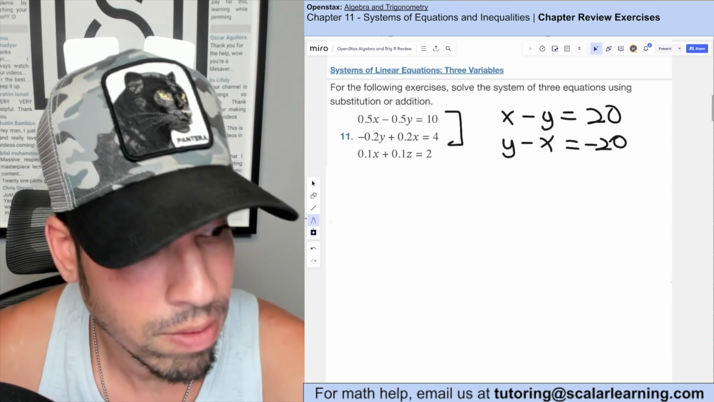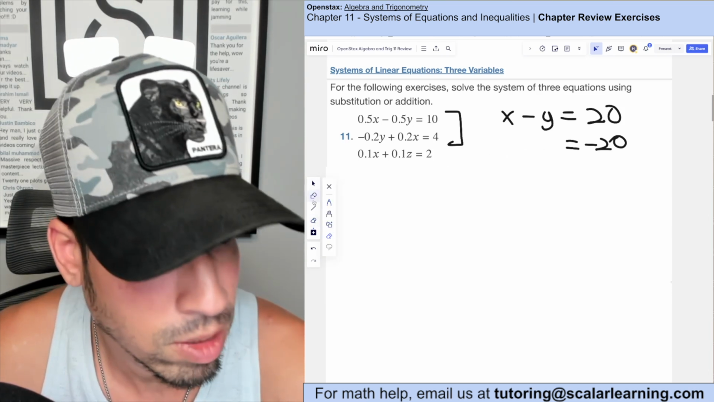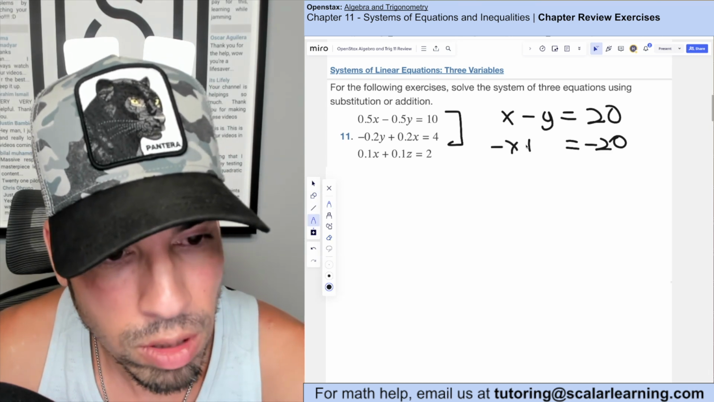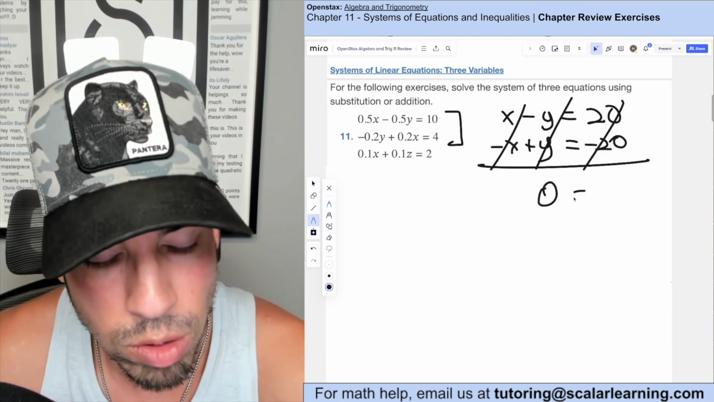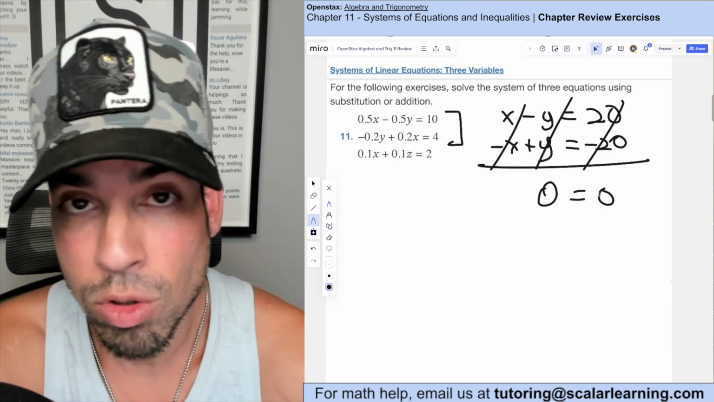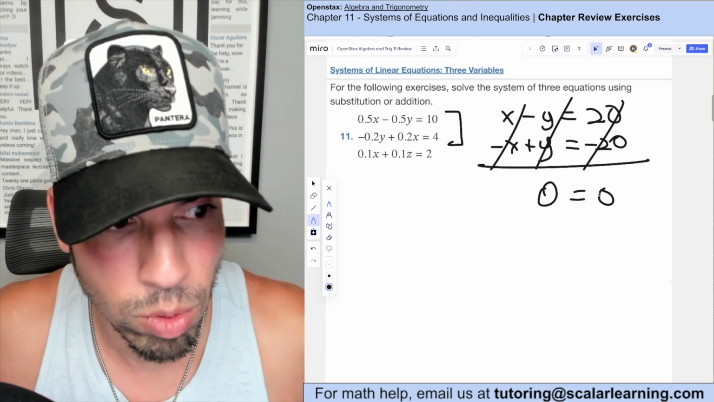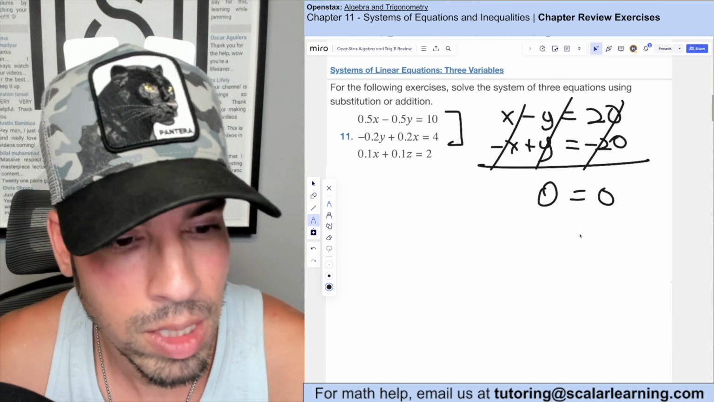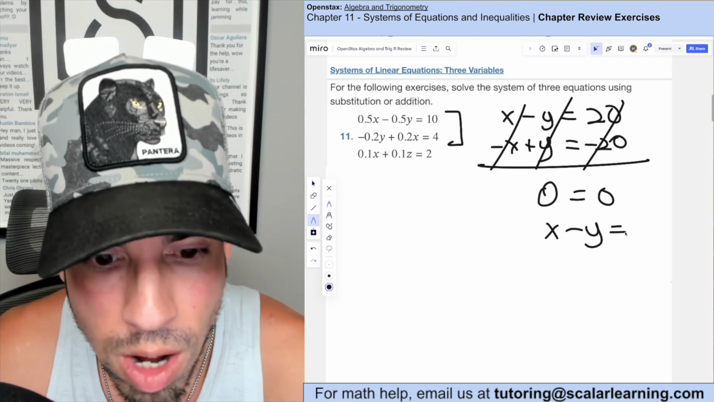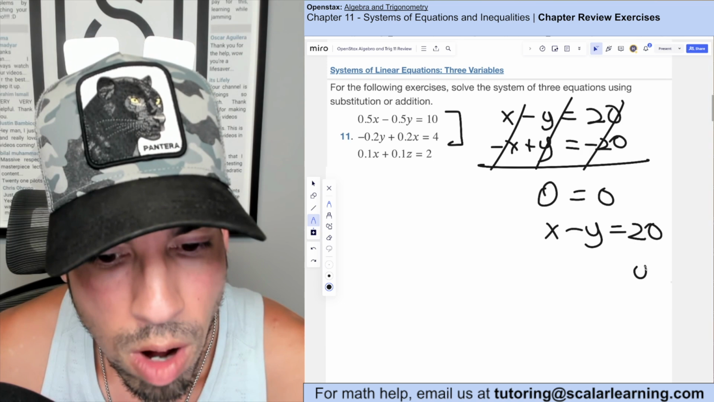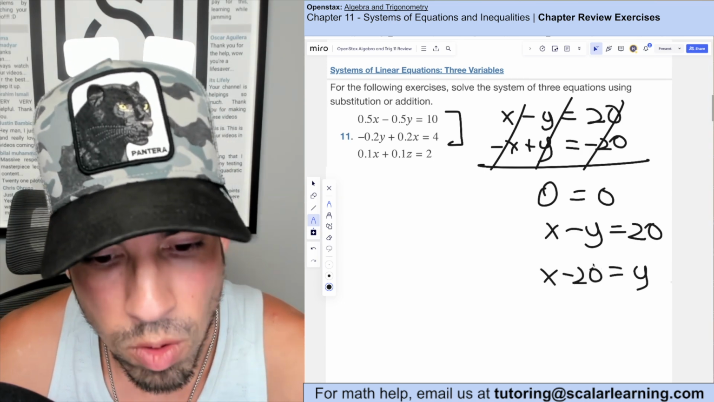And what you can see here is we got something peculiar right off the bat, which I didn't anticipate. If I rearrange this, it's y minus x, which is the same as negative x plus y. And if you look at these two equations, what happens when we add them together? We get 0 equals 0. What does that mean? That means those two lines are the exact same. This is an infinite solution situation. And what that also means is there's a constant relationship such that x minus y is equal to 20, meaning y is equal to x minus 20, okay?